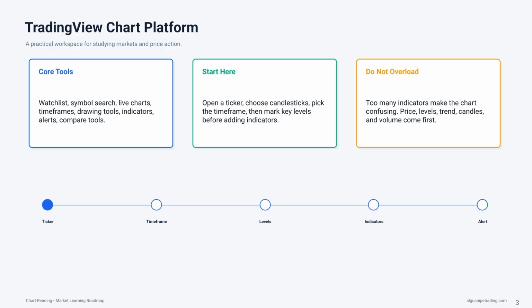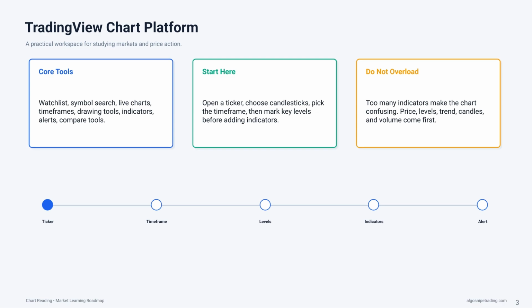Next, students should learn the basic tools. These include the watch list, drawing tools, indicators, alerts, and compare tools. These tools help traders organize charts and study market movement. A good starting process is simple. Open the ticker, choose candlestick charts, pick the time frame, and mark the key levels before adding indicators.